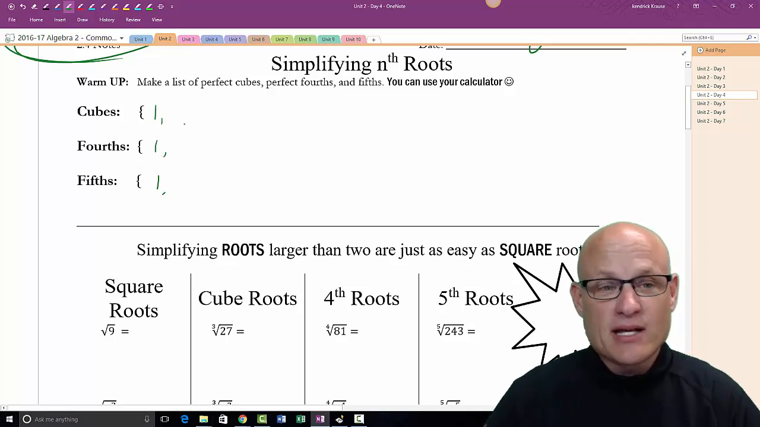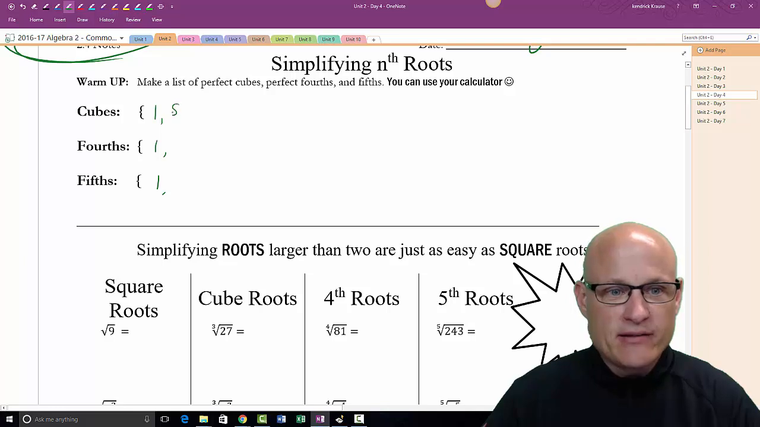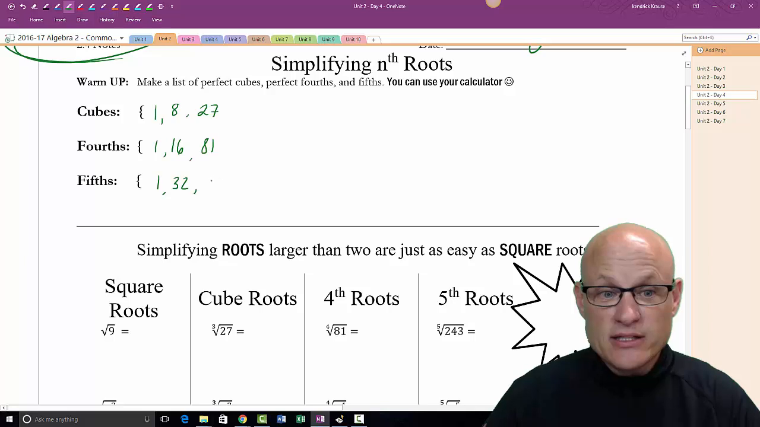See, that's 1 times 1 times 1. 2 times 2 times 2 is 8. 2 times 2 times 2 times 2 is 16. And 32. Let's do threes. 3 times 3 times 3 is 27. Times another 3 is 81. Times another 3 is 243.